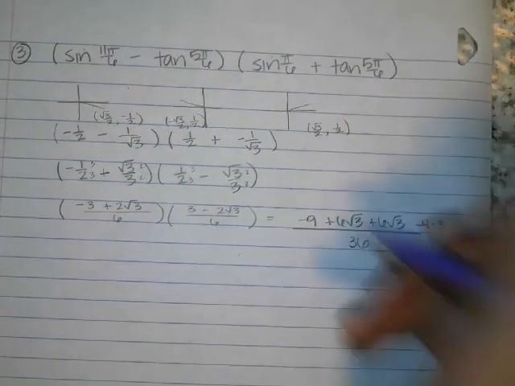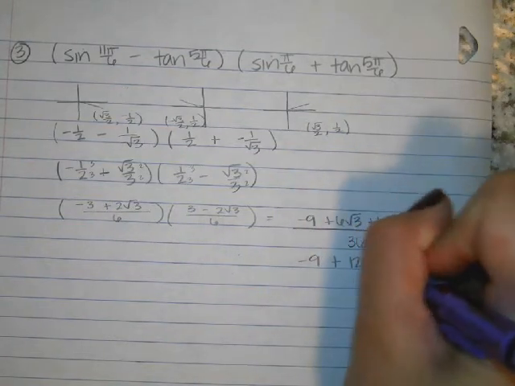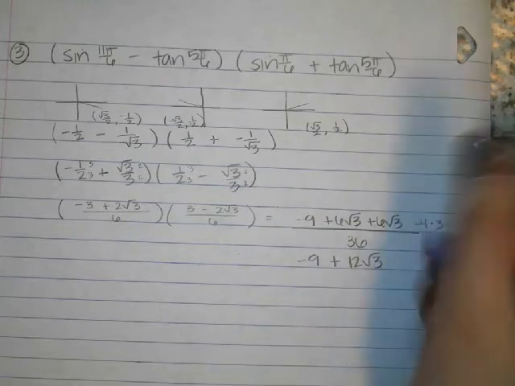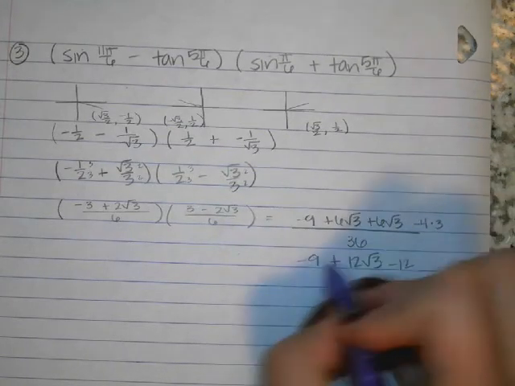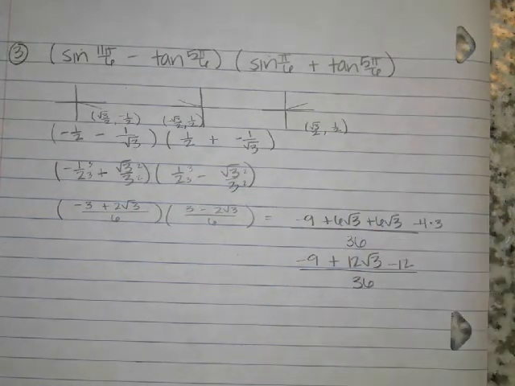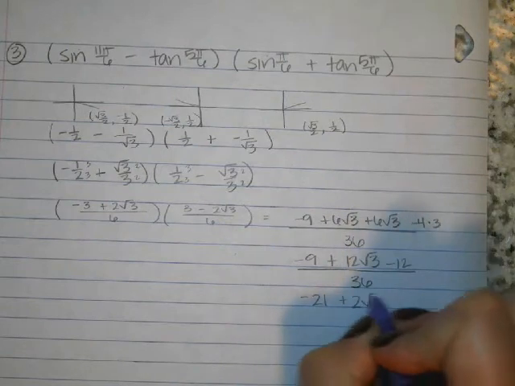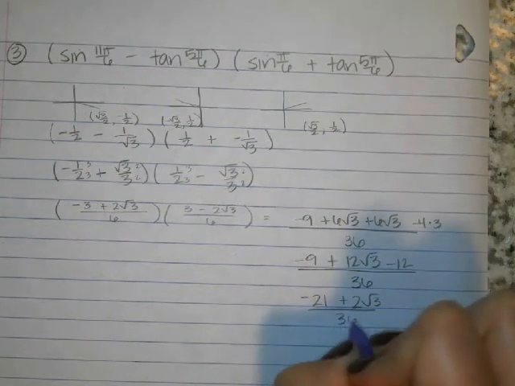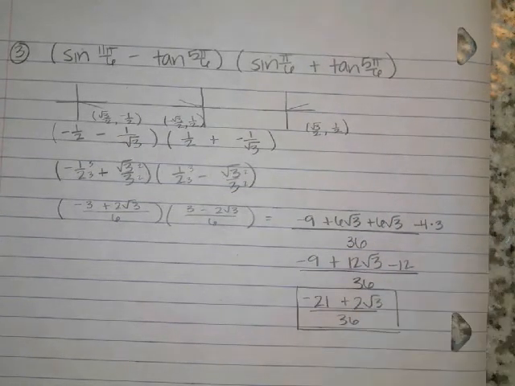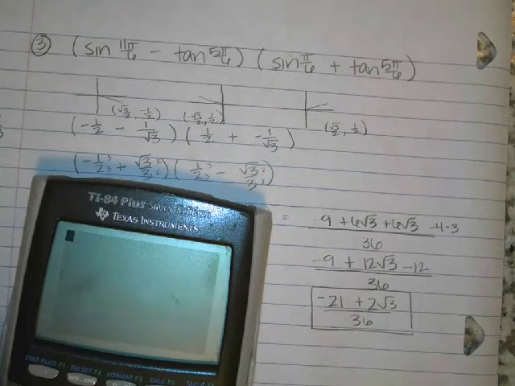Okay, so I have negative 9 plus 12 root 3, so 6 roots of 3 plus another 6 roots of 3 gives me 12, minus 12 over 36. And 9 plus 12 is 21. And that should be my exact answer, and I just want to check that because I don't feel great about that funky answer.